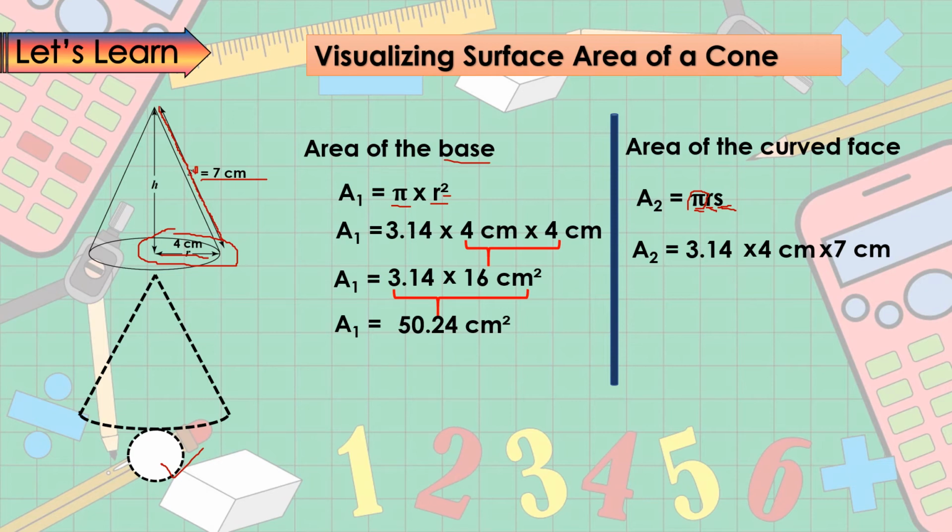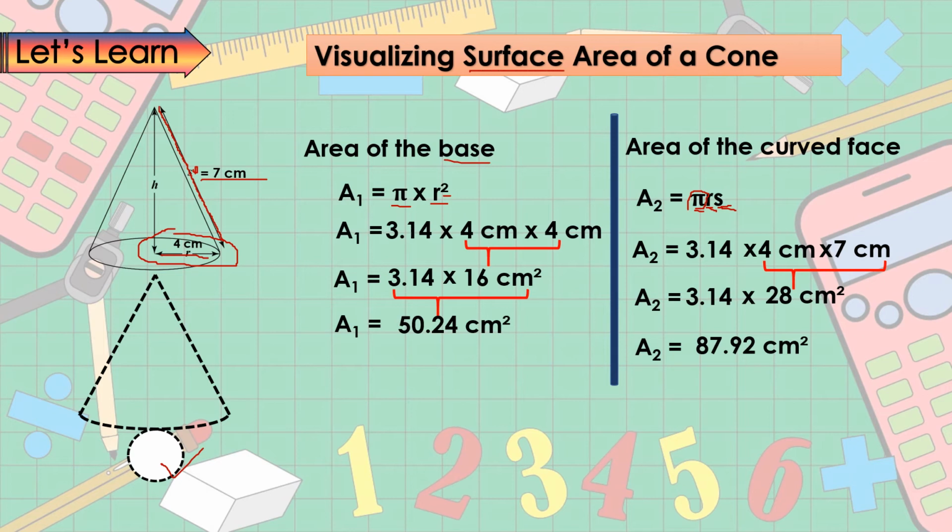Okay, now we are going to multiply your radius and the slant height. So we have 3.14 times 4 centimeters times 7 centimeters. So we have 28 centimeters squared times 3.14. We have a value, or the product, of 87.92 centimeters squared.